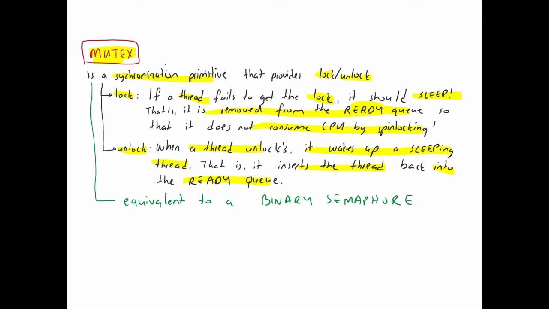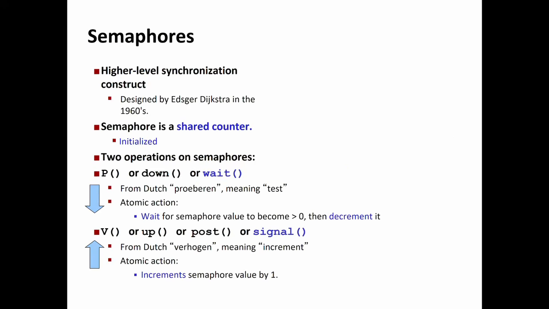Now, as we've already learned, a mutex is equivalent to what we call a binary semaphore, which is a more powerful form of this idea. Semaphores, a horrible-looking term, are a very high-level synchronization construct proposed by Dijkstra. It is a shared counter, and it is initialized after we declare it.